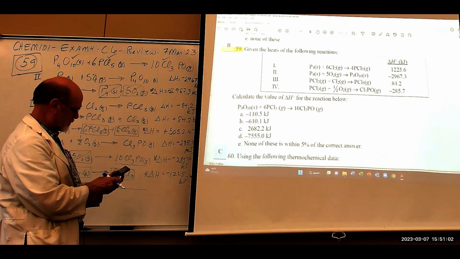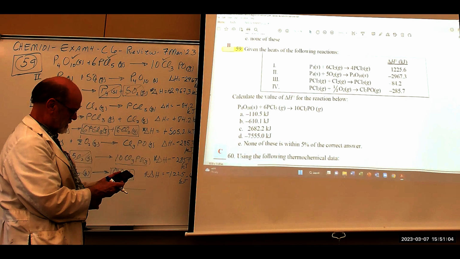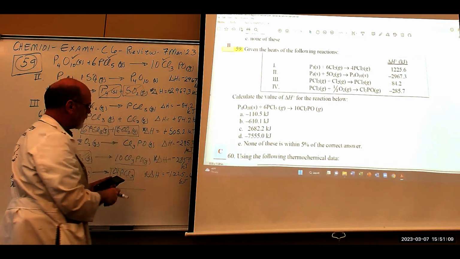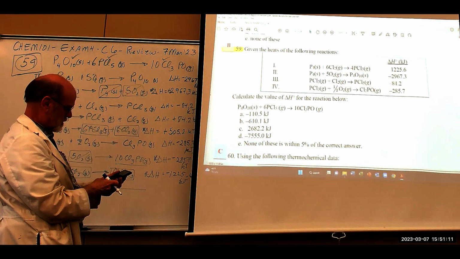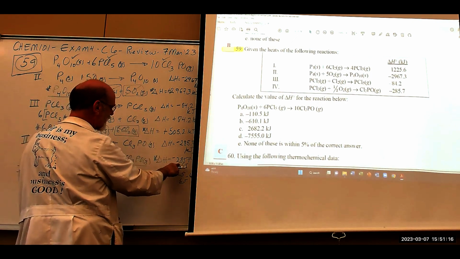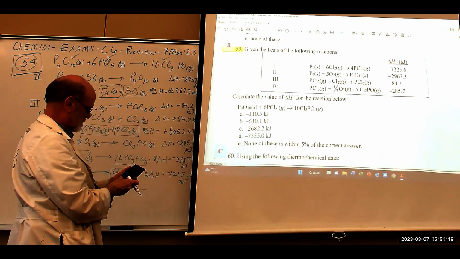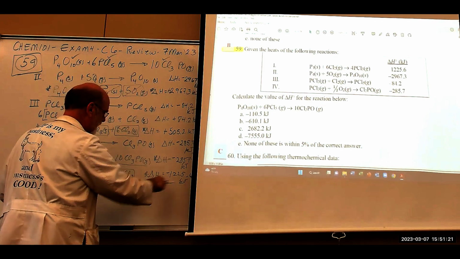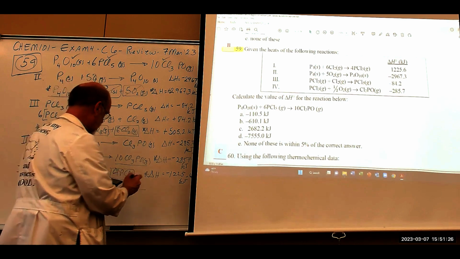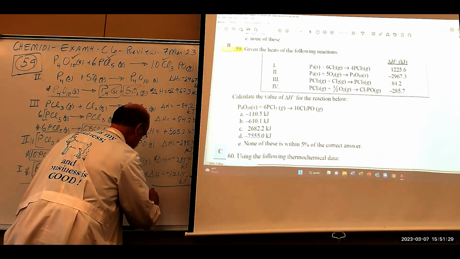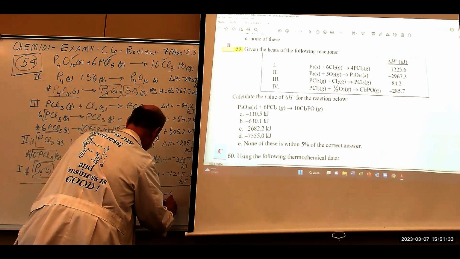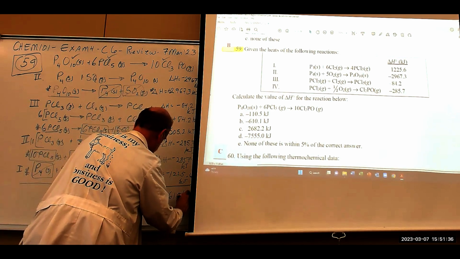So 2967.3. And then positive 505.2. And then negative 2857. And negative 1225.6. And I get the total here, the delta H for the overall is equal to minus 610 kilojoules.